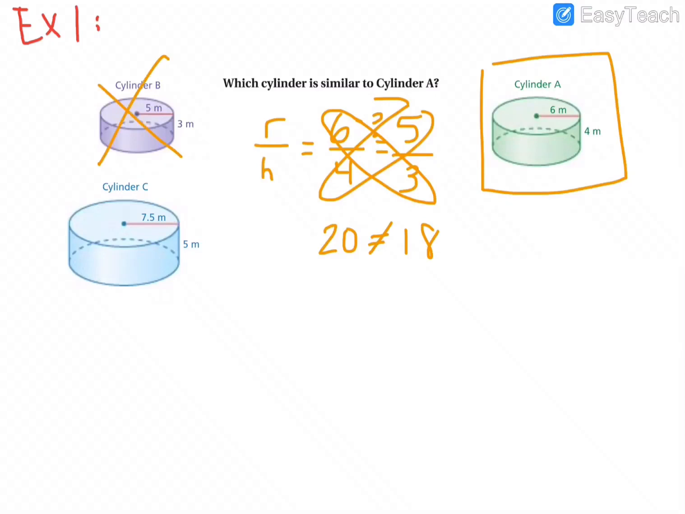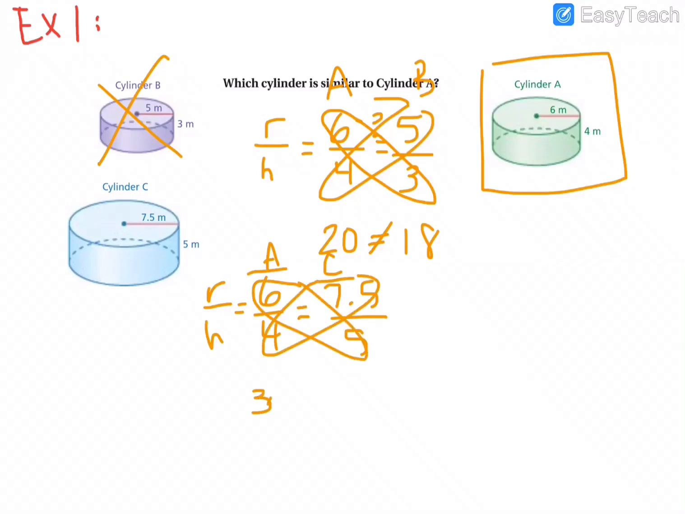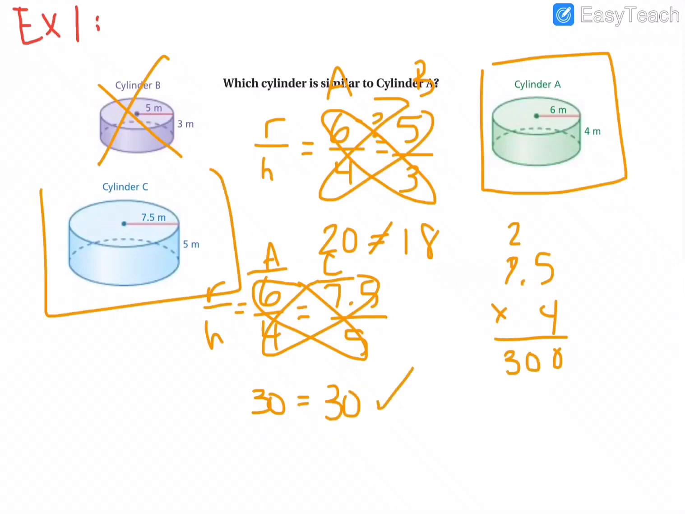So that obviously means it's going to be C, but let's prove it. Again, I have that ratio of radius to height as 6 to 4, and that's for cylinder A. And then comparing that to cylinder C, we've got 7.5 to 5. So again, simply cross multiply. We know that this one's 6 times 5, which is 30, and just check to see if 7.5 times 4 does. And it does. 30 does equal 30, so the correct answer would be C.